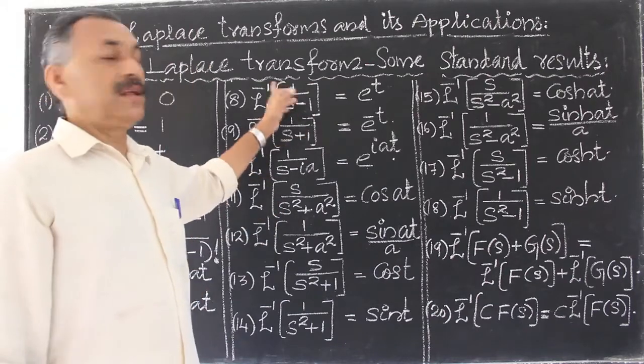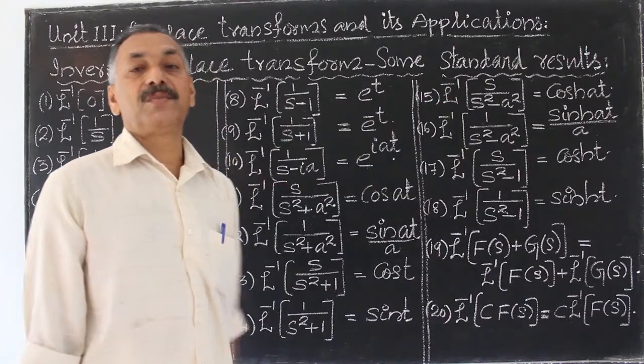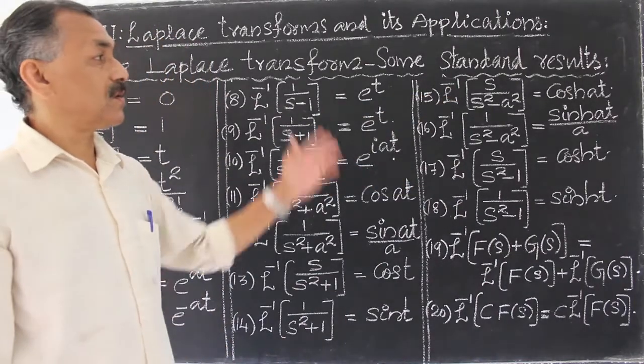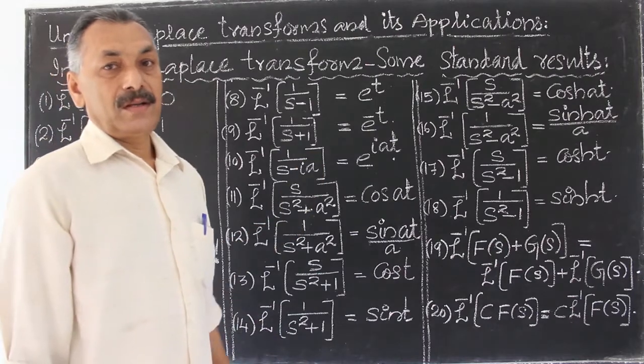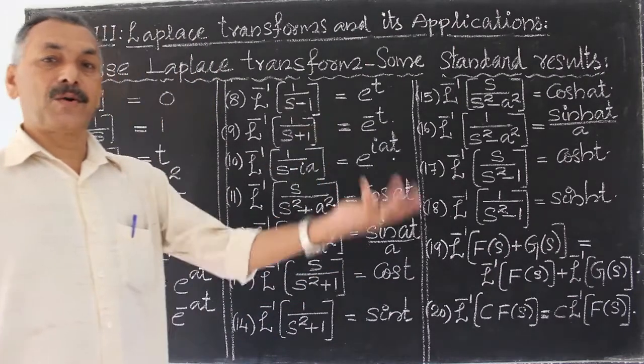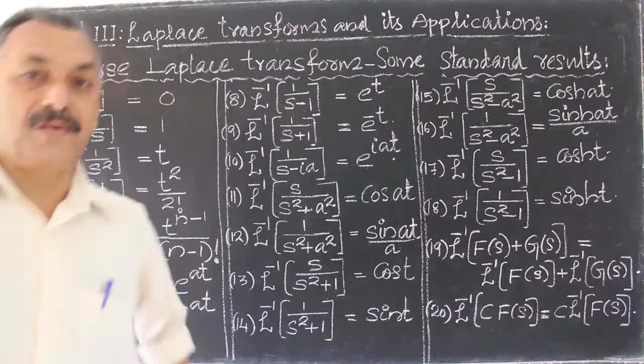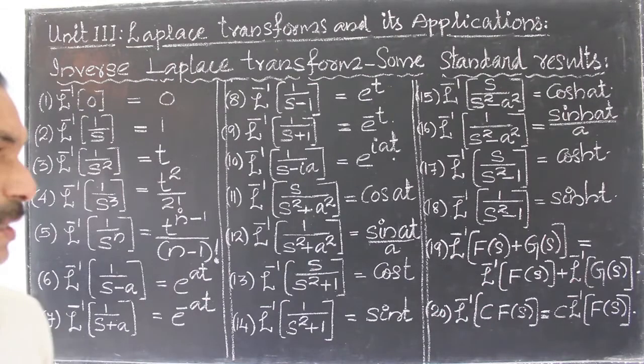All results: L inverse of 1 divided by s minus a is e raised to at, L inverse of s divided by s square minus a square is cosh at. And over. The Laplace transform and the inverse Laplace transform, save it.